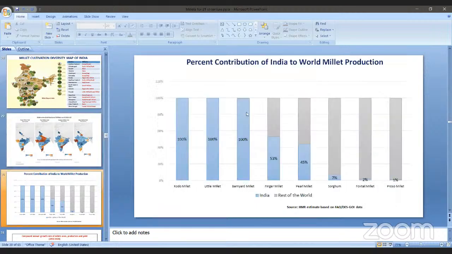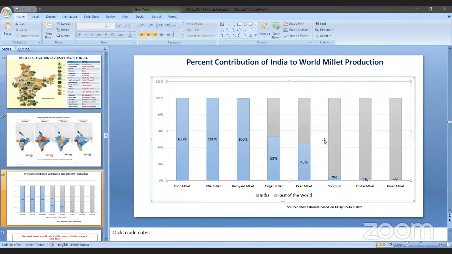These are the percentages of contribution of India. Kodo millet and little millet are higher than foxtail and proso millet. These are important because of their very short duration, and they are also very nutritious for people's consumption.